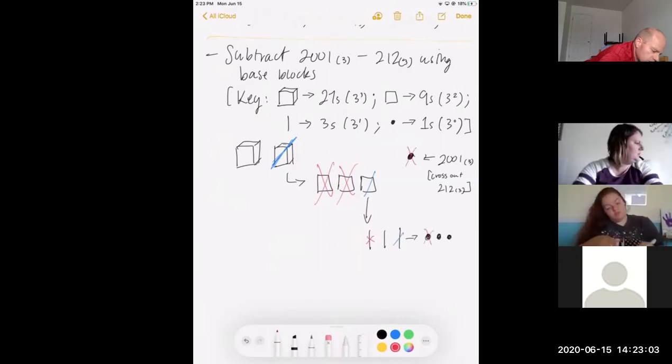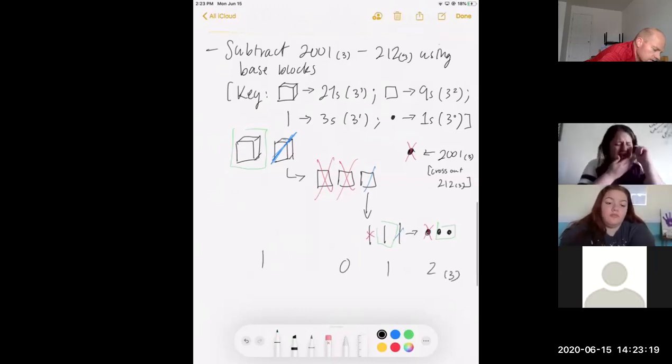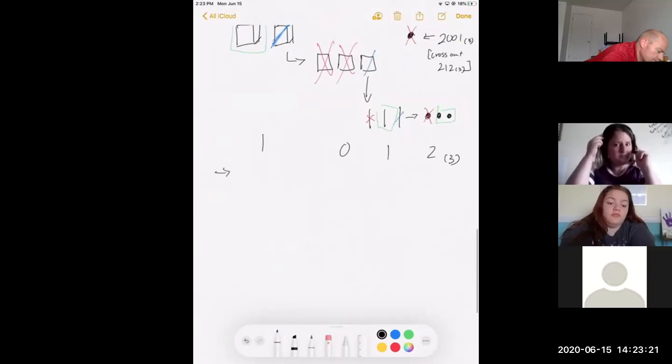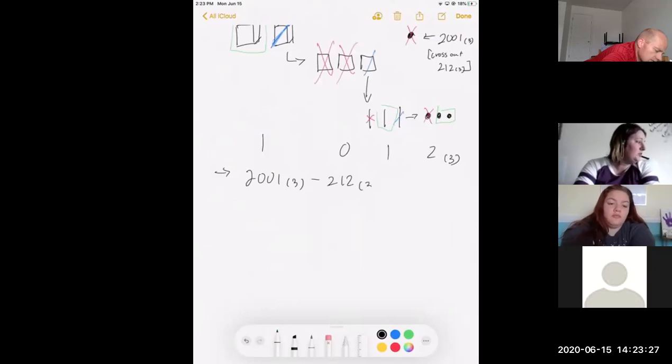There's 1, there's 2. Looking at what we have left over, we have 1 of those big cubes, no flats, 1 rod, and 2 little cubes, which corresponds to 1012 base 3. And in summary, 2001 base 3 subtract 212 base 3 is equal to 1012 base 3.